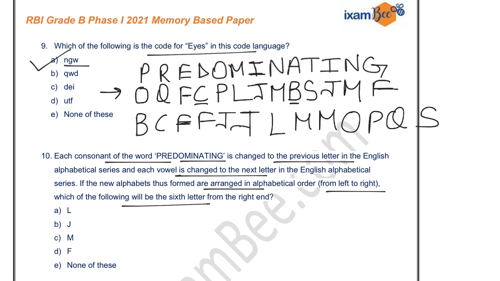Now you have to find which of the following will be the sixth letter from the right end. So this is your right end. So 1, 2, 3, 4, 5 and 6. So M is the correct answer. That is option number C.